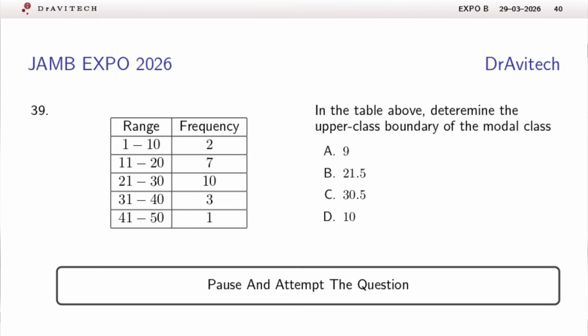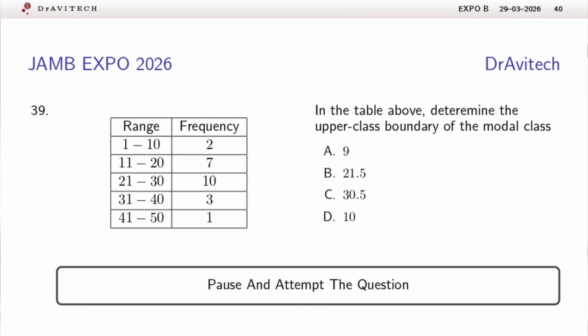Question 39. In the table above, determine the upper class boundary of the modal class. So first thing is this. What is the mode? Mode is the number with the highest frequency. Look at the table. What is the highest frequency? Highest frequency is 10. So the range for that will become 21 to 30.